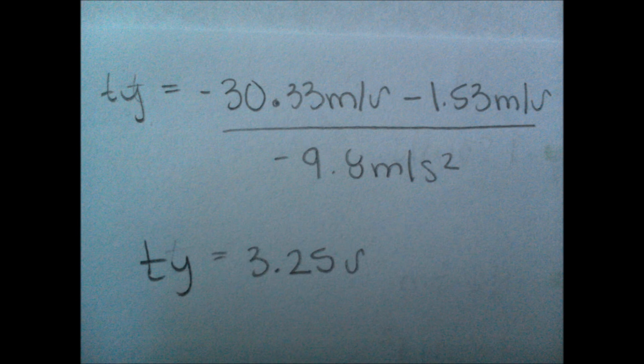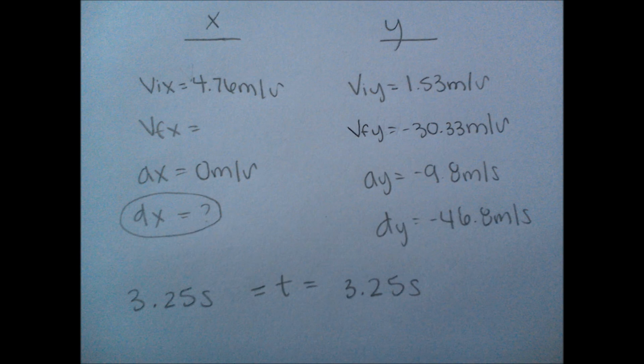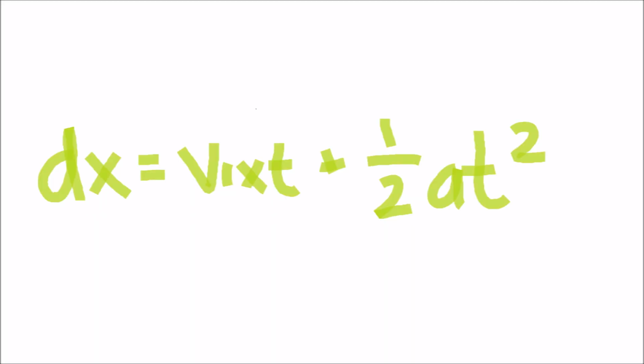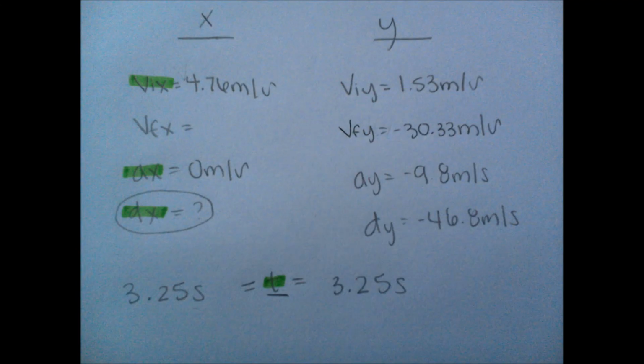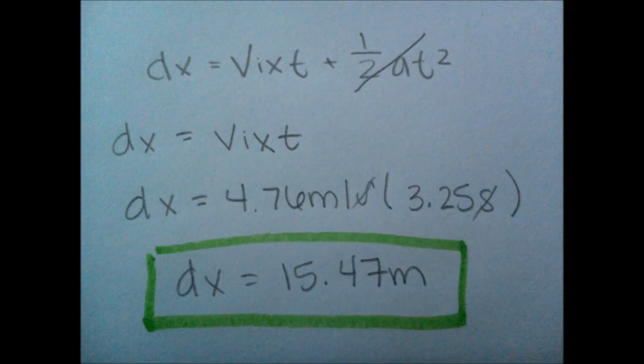But since time here is equal for both the x and y components, we can add the time to the x column, and therefore we now know enough information to solve for dx. We can solve for dx using the equation dx equals Vix t plus 1/2 ax t squared. And once we plug in our numbers, we get that dx equals 15.47 meters, and that is our answer.